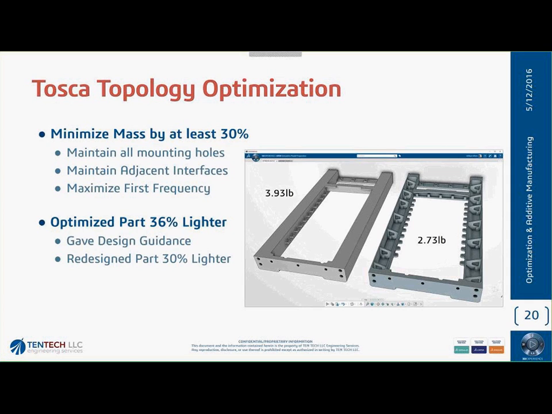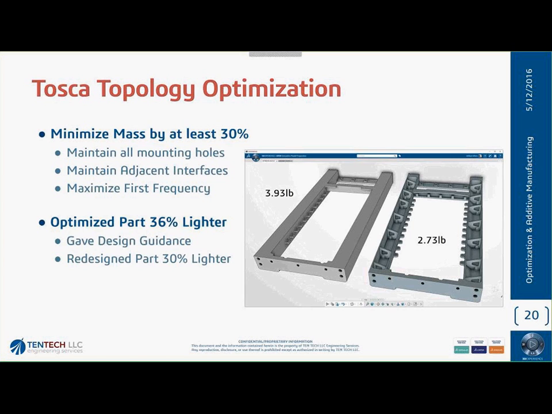The majority of the interfaces that were there need to stay. And on top of it, we need to be stiff to a certain extent. We don't want to go with a super flexible part because all of a sudden we're going to have resonance with the airplane structure. So we want to maximize the first frequency. So after a number of topology optimization runs, we ended up with a part that was 36% lighter.